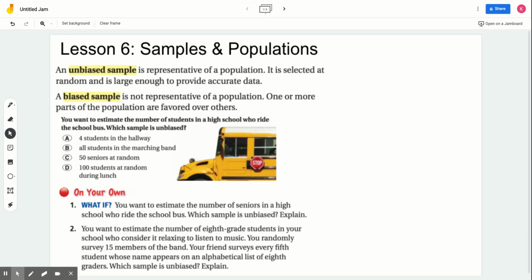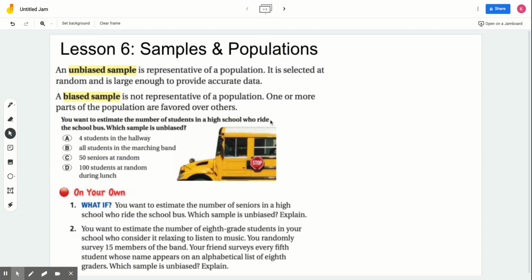Today we're talking about samples and populations, which is Lesson 6 in Advanced Math 15 or Lesson 6 in Regular Math Chapter 10. An unbiased sample is representative of a population. It is selected at random and is large enough to provide accurate data. A biased sample is not representative of a population. One or more parts of the population are favored over others.